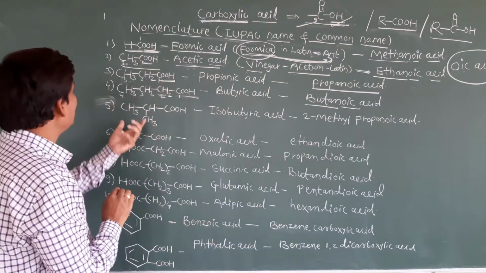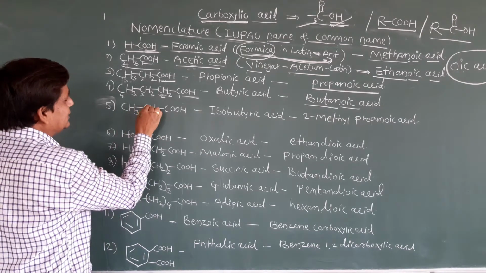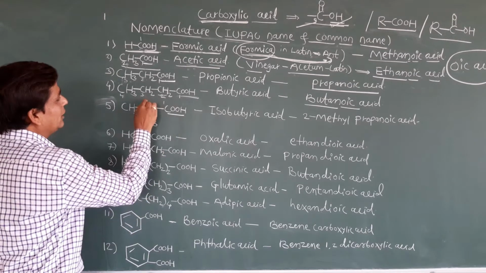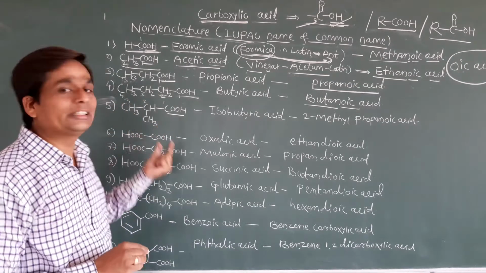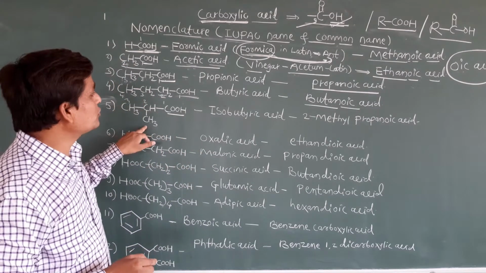Now clear? See another example. So here comes branching. Just check it. CH3, CH, CH3, COOH. Okay, students, when you give the numbering, when there is any branching, the methyl group comes on the second carbon, and you can say it is an iso. So it is isobutyric acid.